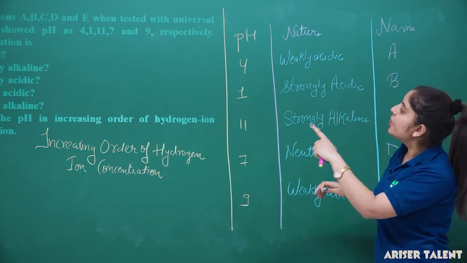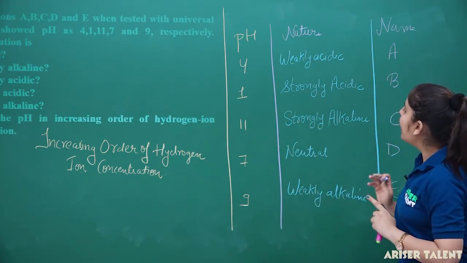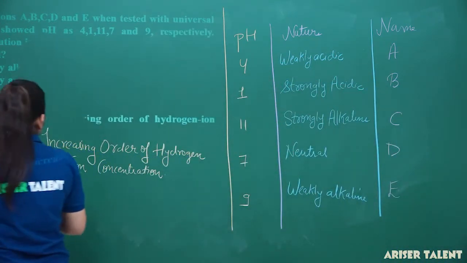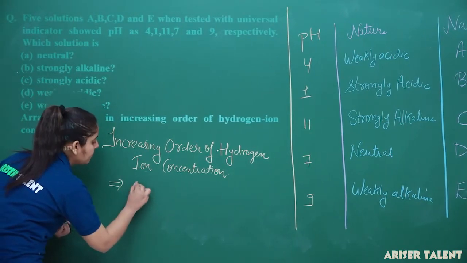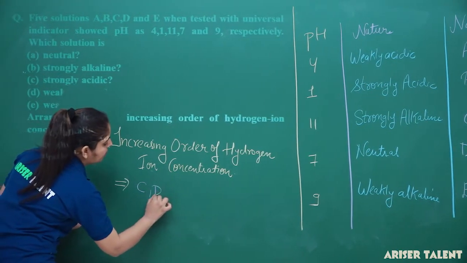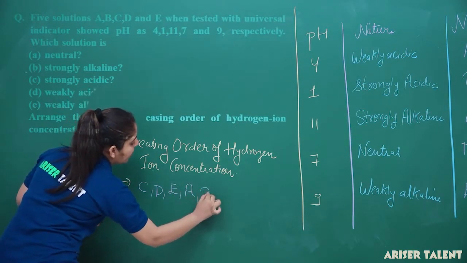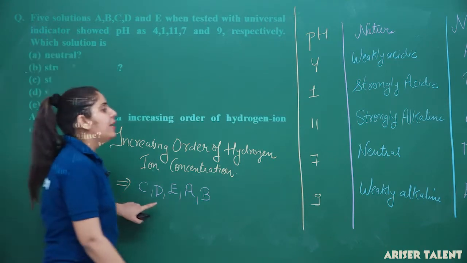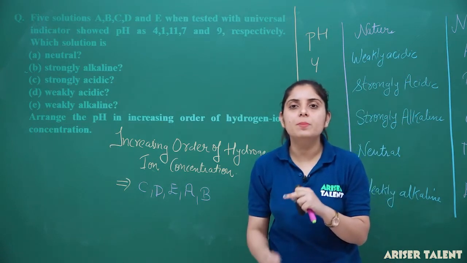We are given that the pH value is 4, 11, 7, 9 respectively. Now we have to check the hydrogen ion concentration in this case. So the increasing order of the hydrogen ion concentration will be C, D, E, A and B. C is strongly alkaline in nature, so we can say that it will have the least hydrogen ion concentration because it is a base.